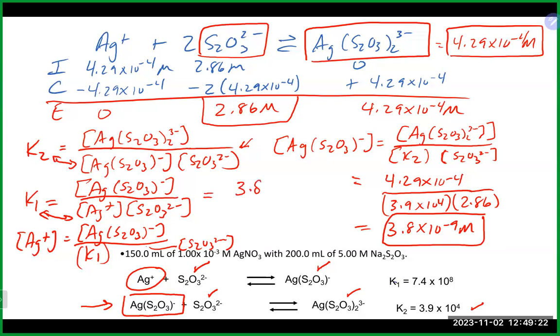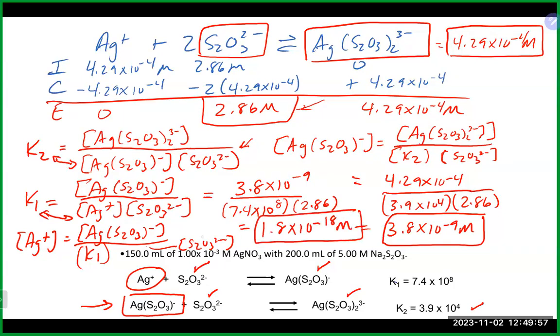So putting in our numbers, up on top will be what we just solved for, 3.8 times 10 to the minus 9, divided by our K1, which is 7.4 times 10 to the 8, and our concentration of this guy, which is still the same at 2.86. That is going to get us 3.8 to the minus 9 divided by 7.4 to the 8 divided by 2.86. 1.8 times 10 to the minus 18 molar would be the silver concentration that is free. That concentration is very small, which is what we would expect in this case.